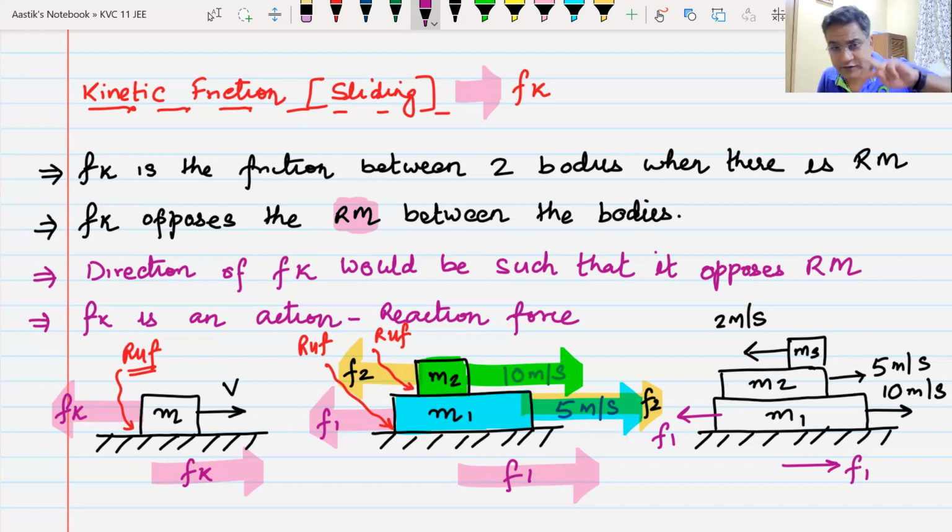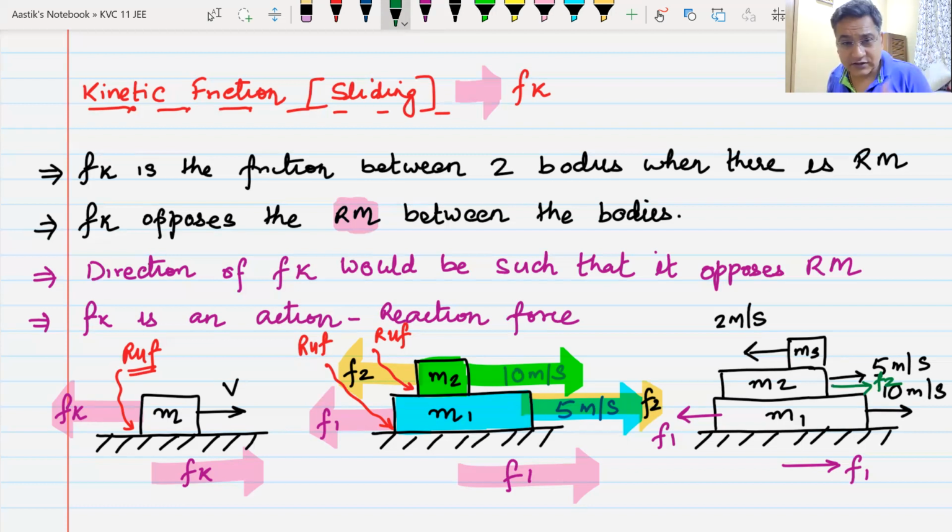Now I look at between M1 and M2. If I become M1, how does M2 look? Or if I become M2, how does M1 look? Doesn't matter, both is same. The direction of frictional force will be same. If I become M1, how is M2 moving now? M2 will be moving backwards, yes or no? So frictional force which M1 will apply on M2 would be forwards. Do we understand this? So this F2 becomes the frictional force applied by M1 on M2. Do we understand this?